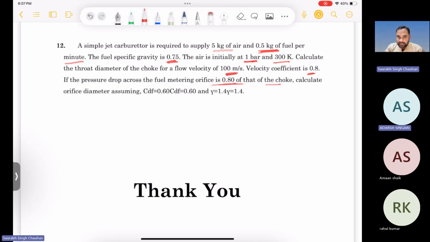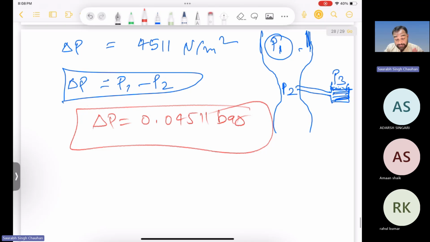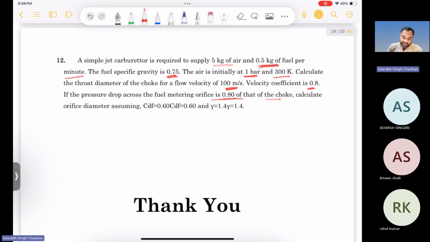So that's what I was talking about. In the previous question, you have found out the pressure drop across the choke. Now the pressure drop across the fuel metering orifice is basically P3 minus P2, and it is 80% of P1 minus P2. So this is what I meant in the previous question. Calculate the orifice diameter assuming these values. Discharge flow coefficient is given: CD is 0.6 and gamma is 1.4.